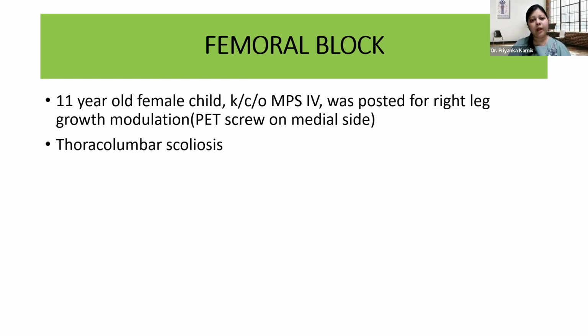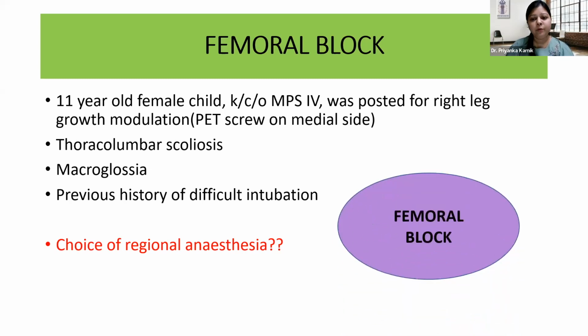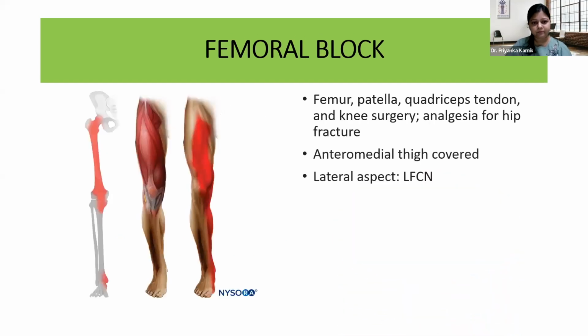Now, this child had a thoracolumbar scoliosis. The child had macroglossia. She had a previous history of difficult intubation. She was done at KEM hospital itself. So, with time, the airway had become even more difficult. The macroglossia was significant. So we wanted to avoid giving her general anesthesia altogether. So what would be your choice of regional anesthesia in this case? Now remember that the PET screw is going to be inserted on the medial side of the knee. So my choice would be a femoral block.